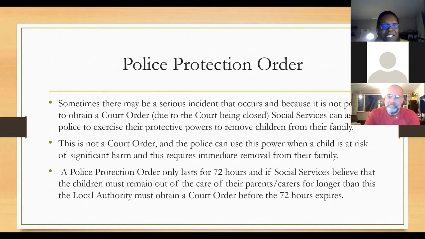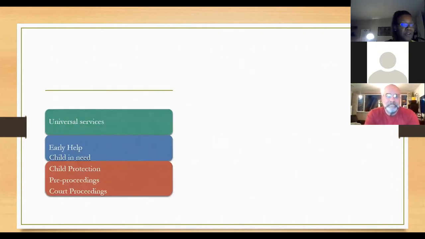Okay, next slide, please. So these are similar to the previous slide that I showed you already. We've talked about what universal services are. We've talked about early help and the child in need. And then in the red, as I just mentioned, these are where it's very serious: child protection, pre-court proceedings, and then court proceedings where a child could be removed and placed either with another family member or placed into care. Okay, so next slide, please.